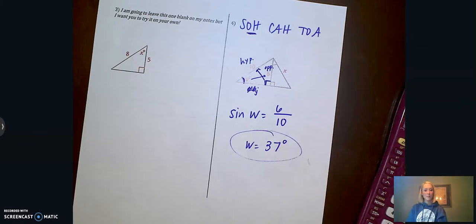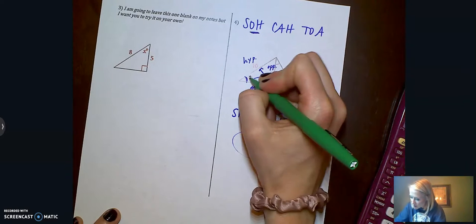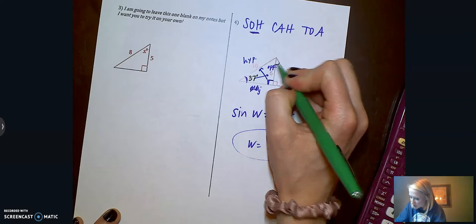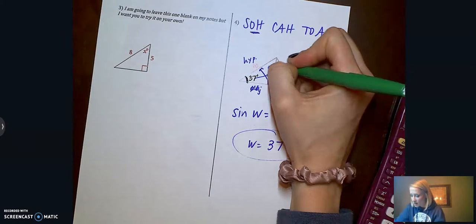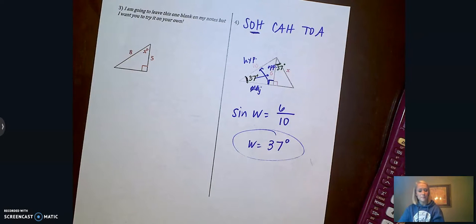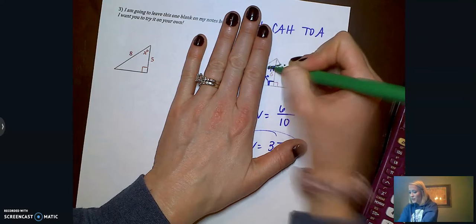Okay, so I have W. Now take a look at your picture. So this is 37. See how these guys are marked congruent? That's what that's supposed to mean. Those angles are marked congruent. So that means that this is 37. Okay, so now I can look here, and I'm going to ignore that label there.